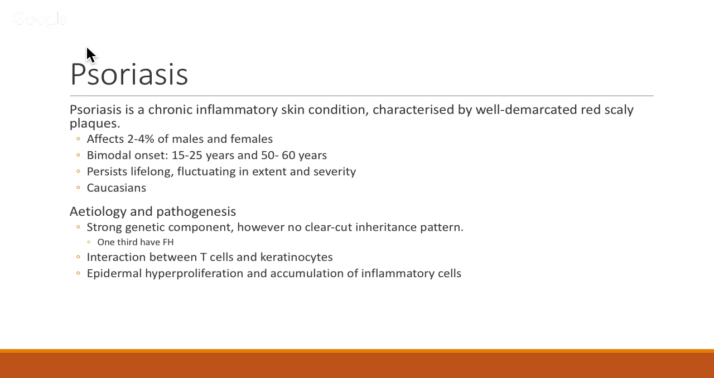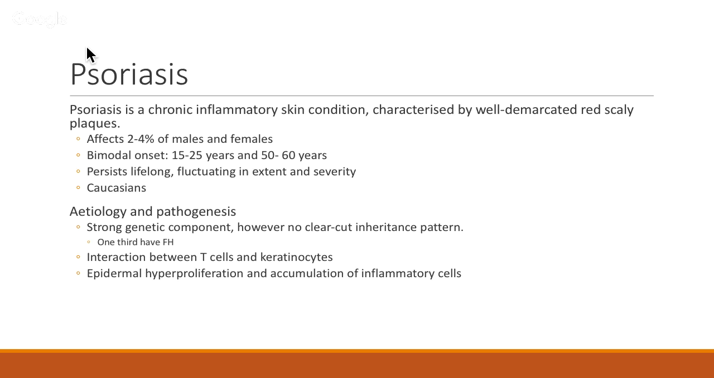You've got this bimodal onset. Either you get it in your adolescence or you get it later on in life. It is a chronic condition, which is actually quite difficult to treat and carries a high morbidity, fluctuates in extent and severity, and is triggered by multiple factors, including stress. It's more common in Caucasians. So etiology and pathogenesis: there's a strong genetic component with psoriasis, but unfortunately it's not autosomal dominant. There's no clear-cut inheritance pattern.